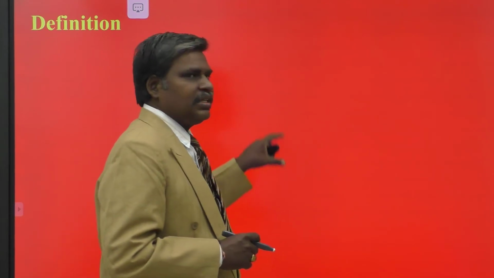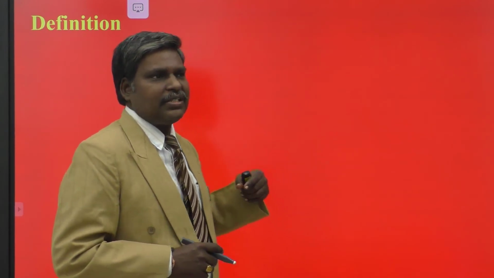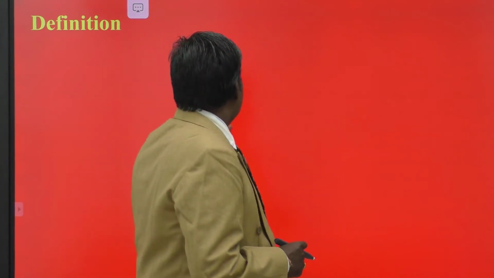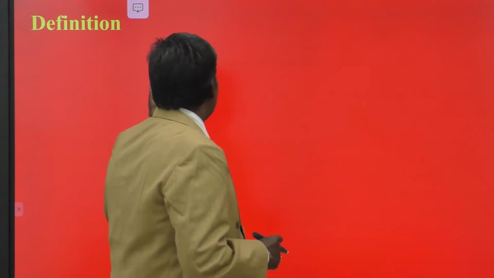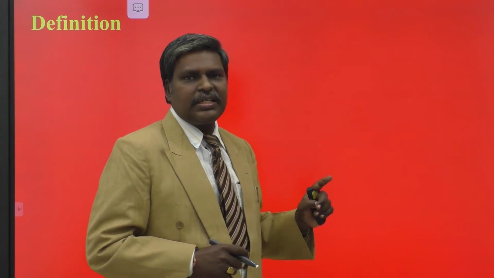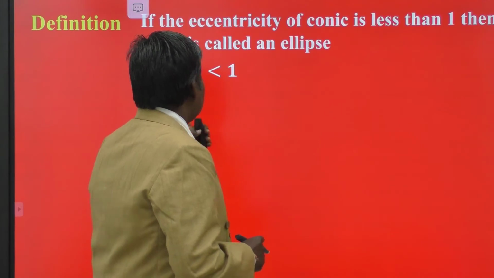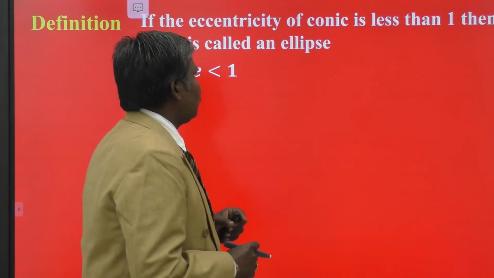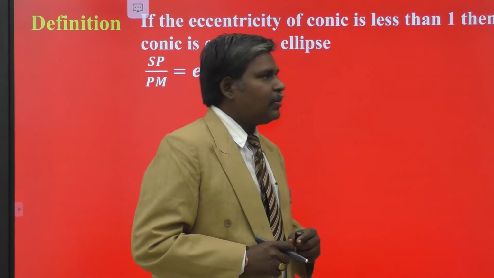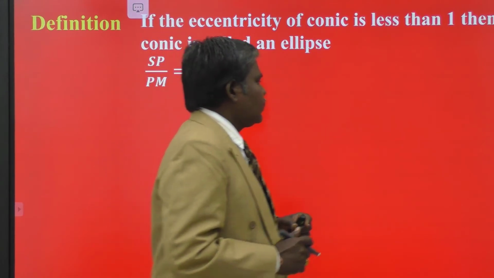Already we discussed the definition in the first class itself. That is the beginning of the conic section. So, in this session, especially we discuss the conic that is ellipse. A conic is said to be an ellipse if its eccentricity is less than 1. Okay, this is the definition. If the eccentricity of a conic is less than 1, then we say that the conic is called ellipse.